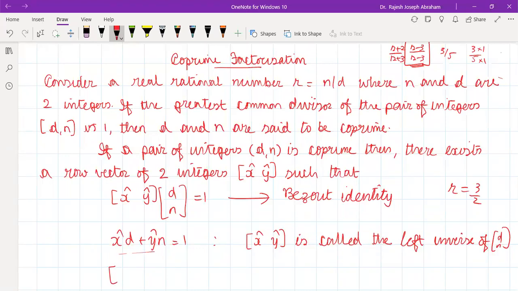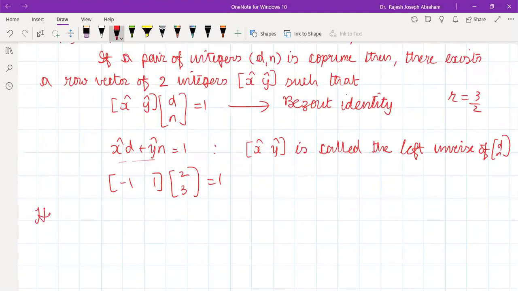Say for example, d is 2 and n is 3. It must be equal to 1. So this must be minus 1 into 2 plus 1 into 3 equal to 1. So it means that 3 and 2 are co-prime. Hence, 3 and 2 are co-prime. So you see, this co-prime factorization is not unique. There can be other possible combinations also.